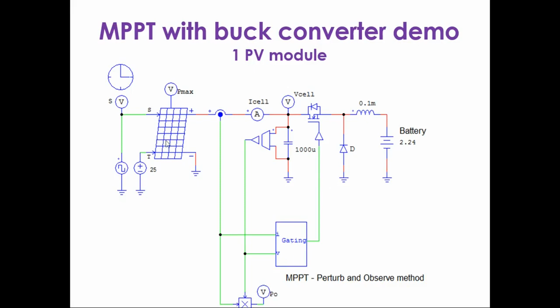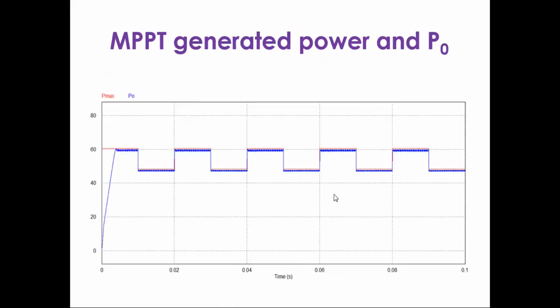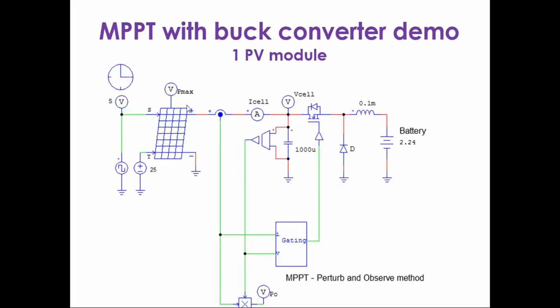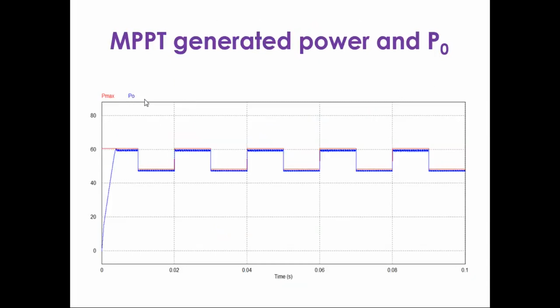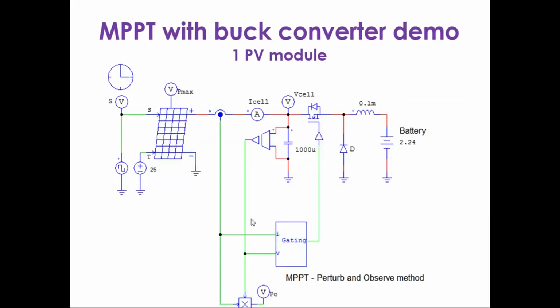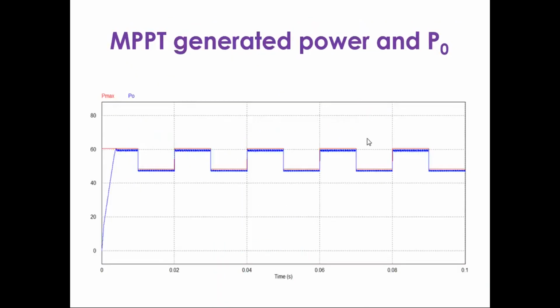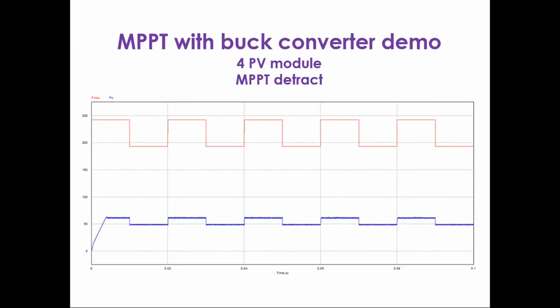I'll try to demonstrate that if you change the input parameters, then the MPPT will not track. First we will check how it is tracked. This is the maximum power available from the PV, and it is superimposed on the power generated by the PV. So it has almost tracked. Such algorithms have effectiveness above 98%, which is known as the tracking efficiency.